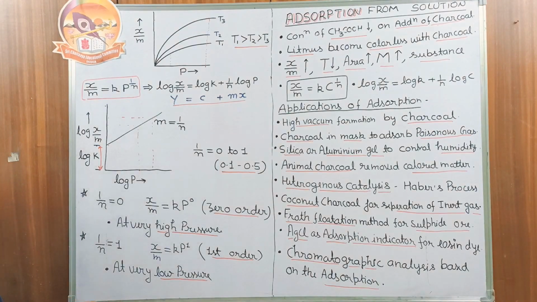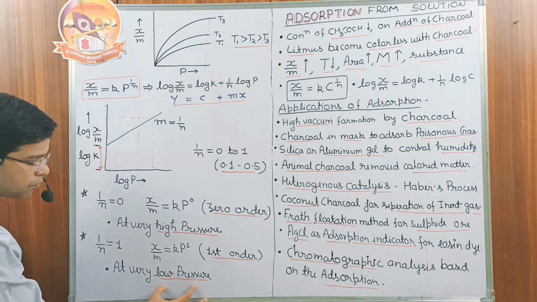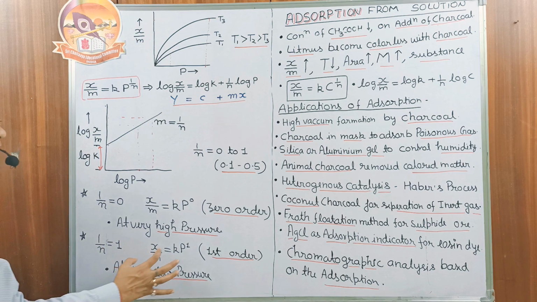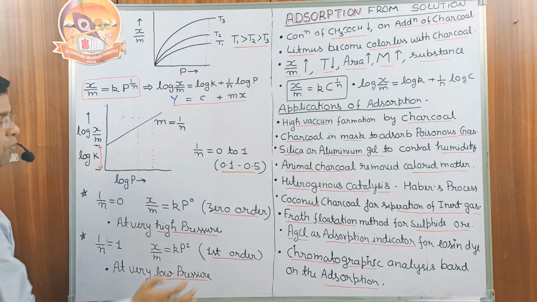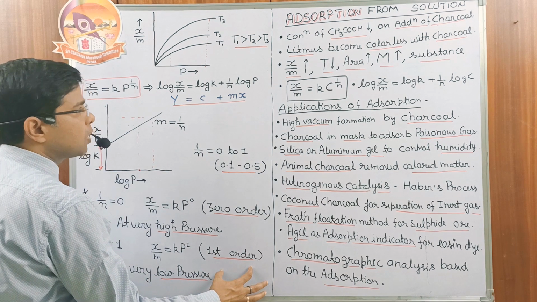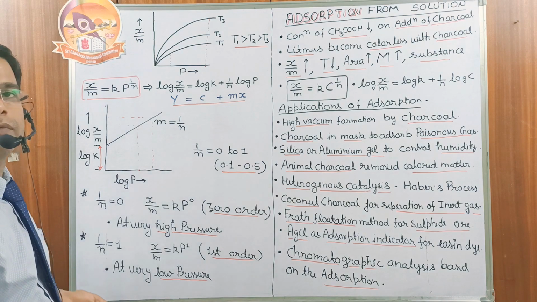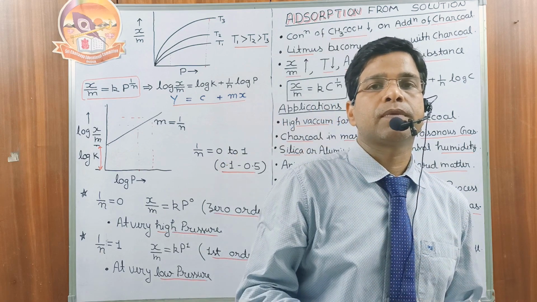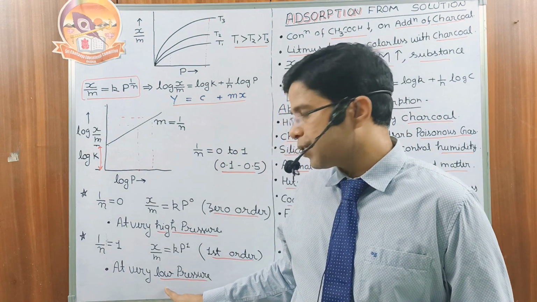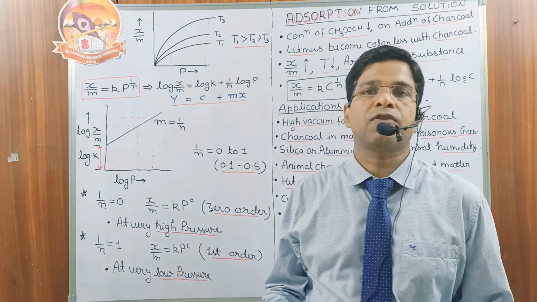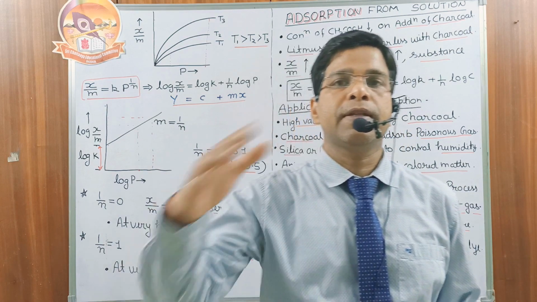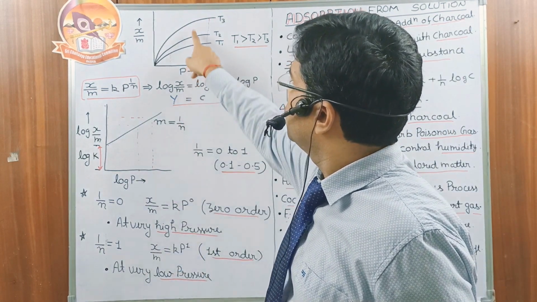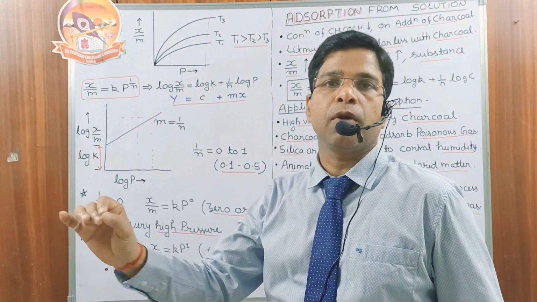But at very low pressure the 1 upon n value is 1, and we have x by m is equal to k p power 1. That follows first order kinetics. It means at very low pressure adsorption occurs by the first order mechanism, it increases exponentially. In first order kinetics the rate of adsorption increases exponentially. But when the pressure is very high, then it follows zero order kinetics. It means now it does not depend upon the pressure.